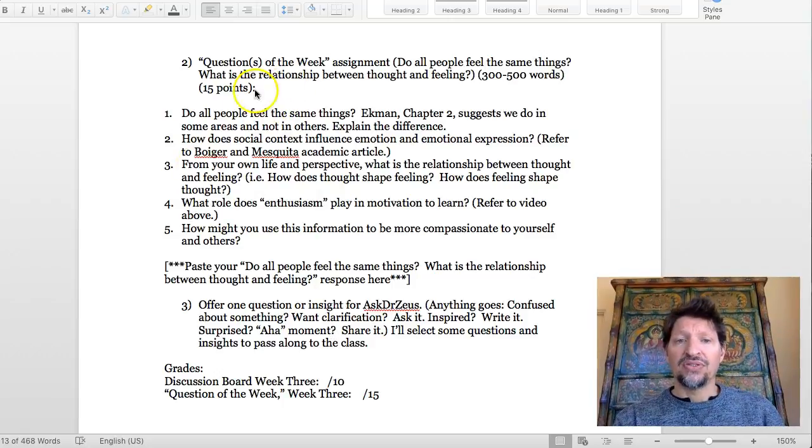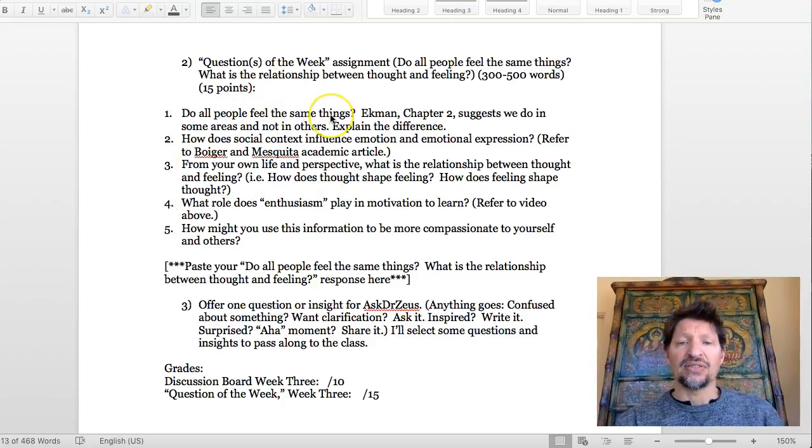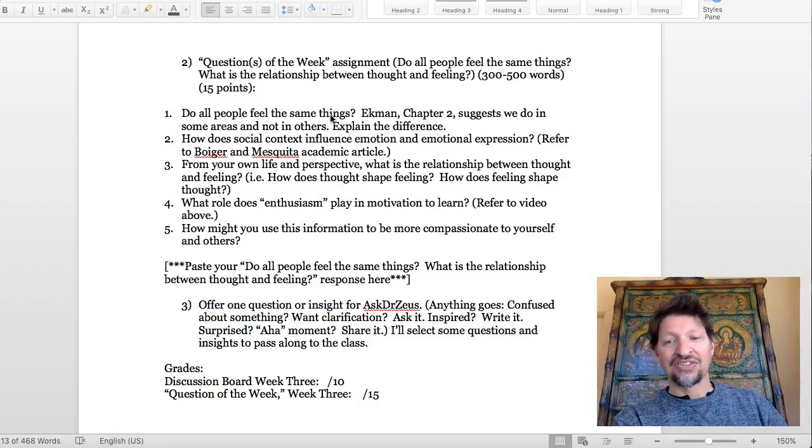We're now right up here to, do all people feel the same things? Ekman in chapter 2 discusses that. And in fact, as I'm looking at the book right now here to the side, he asks and answers this question in basically the first 2 or 3 pages of the chapter. So definitely go to those to know what's going on here. That will sufficiently answer the question, but here's something more important, and here's at the very end of his chapter. That's going to help you professionally.